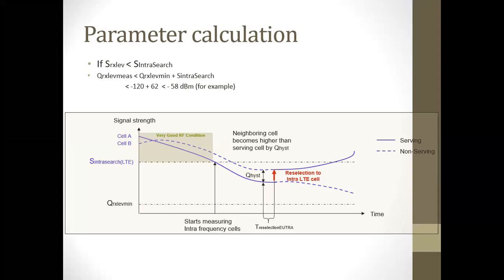I mean, you are sure. Over this whole time, when you start the timer, if the target cell remains better all the way until the timer expires, then the phone triggers cell reselection. It switches to the new cell. Once the timer expires, the red arrow indicates the trigger. So the solid line now starts from here. Cell B is the serving cell now.